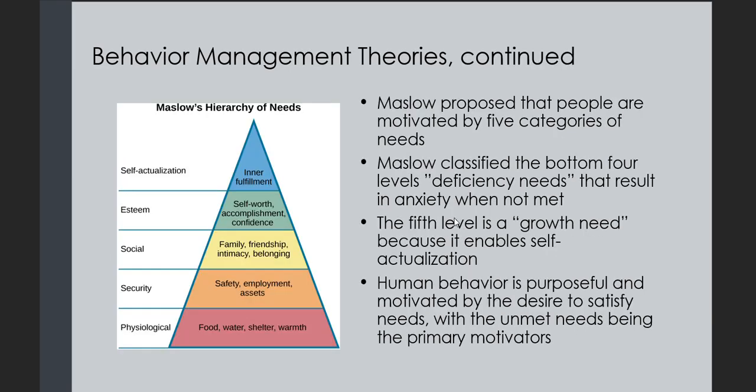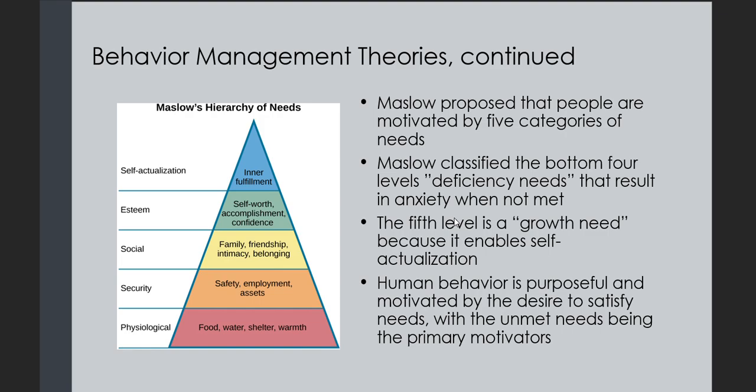So, continuing with behavior management theories, Abraham Maslow proposed that people are motivated by 5 categories of needs. It is arranged in a hierarchy. Physiological needs, which govern basic survival, safety needs being security and stability, social needs highlighting belonging and love, esteem needs being recognition and respect, and finally my favorite, self-actualization, which involves reaching one's full potential.